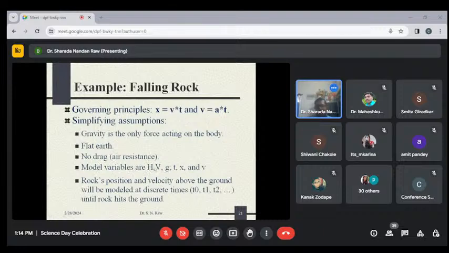मॉडल वेरिएबल्स आर h, v0, g, t, x एंड v. एंड रॉक्स पोजीशन, velocity above the ground will be modeled at discrete times t0, t1, t2 until the rock hits the ground. So we think about this one.